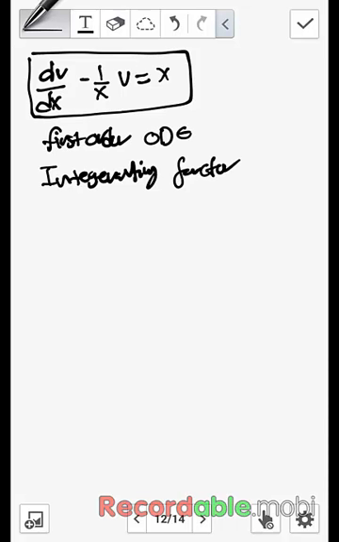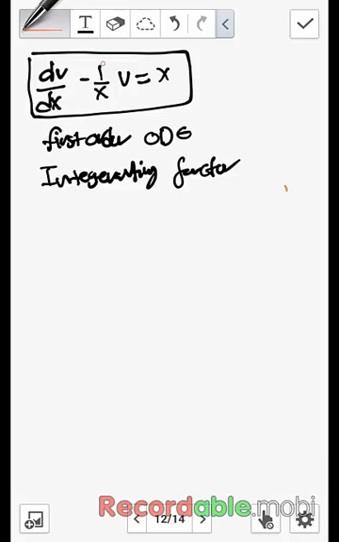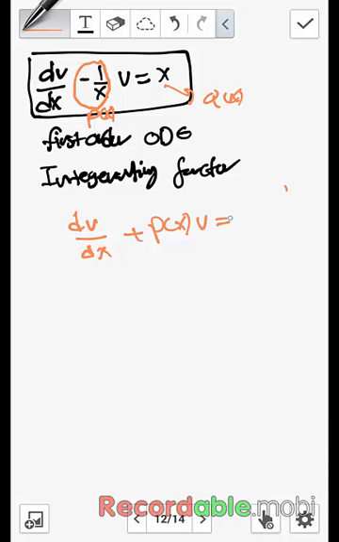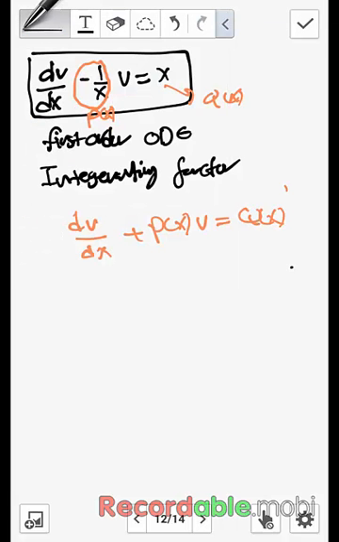Okay, which is a very simple one. We will make some notation here. This is called p of x, some function of x, and this is called some function of x. This is the main shape of this integrating factor: dv/dx plus some p of x times v, which is a function of x, equal to q of x. Alright, so we need to find this integrating factor.